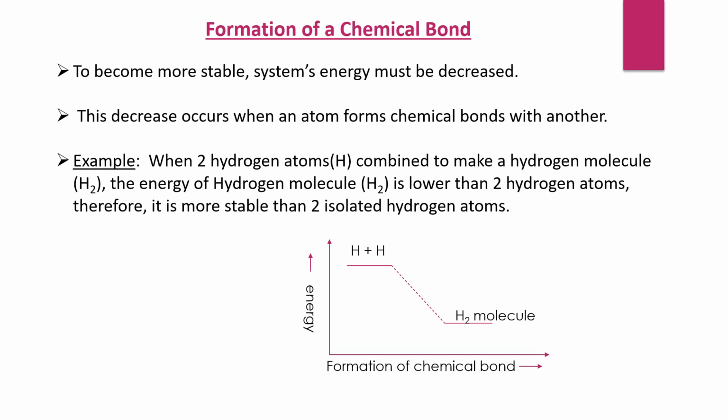Formation of a chemical bond. To become more stable, the system's energy must decrease. This decrease occurs when an atom forms chemical bonds with another. For example, when two hydrogen atoms combine to make a hydrogen molecule, the energy of the hydrogen molecule is lower than two hydrogen atoms. Therefore, it is more stable than two isolated hydrogen atoms, as you can see in the graph.